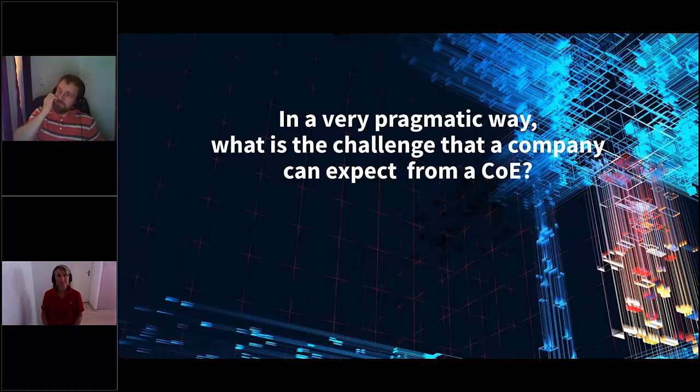Yeah, it's multifold, right? As with everything else, you have a lot of challenges along the way where you have to figure out what is the best way to approach this.